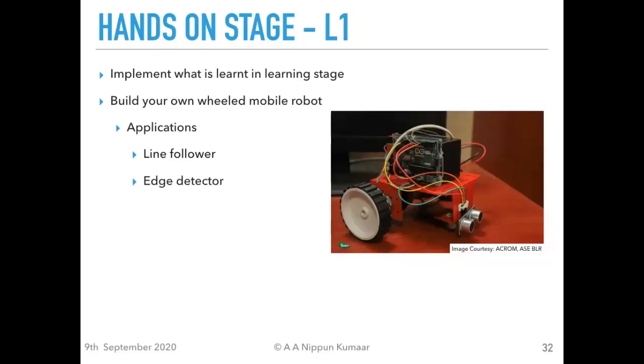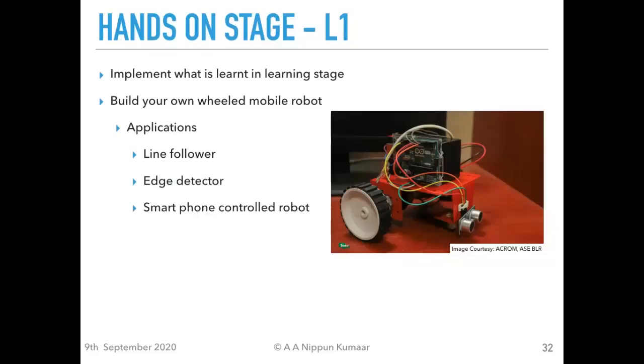Then there is something called an edge detector. You leave this robot on a table, and it will not fall off. It knows where the edge is and it will go back. So it will keep randomly moving on the table, but it doesn't fall off. There's no really great application for all these things. The only thing is, you learn a lot while doing this. That's the aim here.